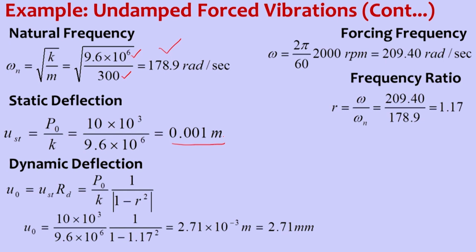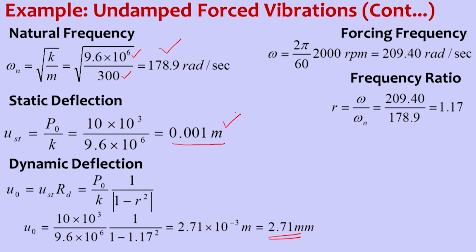And then we need to find out the dynamic deflection. For that the equation of dynamic deflection is U0, that is the amplitude, that is UST into RD. This is the amplitude of dynamic deflection. UST is nothing but P naught by K, and RD is 1 by 1 minus r square. If we substitute all these values, we get 2.71 millimeter as the dynamic deflection as opposed to 1 millimeter as the static deflection.